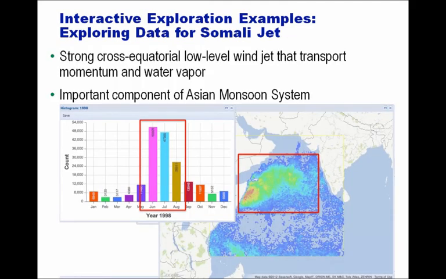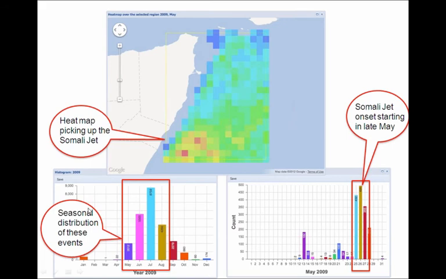To make sure, yes, the queries are right. The other case that she looked at is the Somali jet, which is a really important precursor to the Indian monsoons. It's again a low-level jet that occurs off the Horn of Somalia. So again, simple stuff: a threshold query looking at a particular region, and you can see the heat map picks up exactly where it's happening. You can see the seasonal distribution of these events. One of the important questions is, when does the Somali jet actually start? So you can select the particular month and see where the onset of this jet starts within the data.